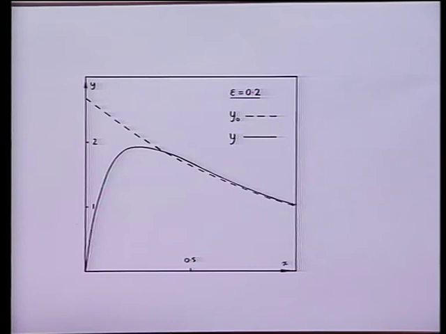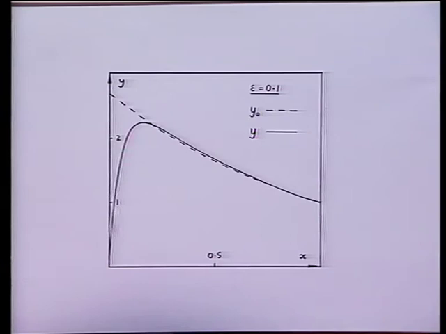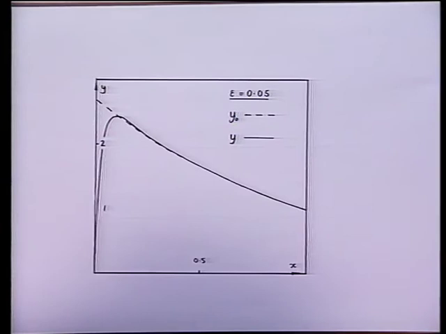Let's try epsilon equals 0.1, make epsilon smaller, see if we can get a better approximation. Well, this is a bit better. Agreement is very good in this region, but there is now a smaller region than before where the solution is not good. Now begin to panic, so let's take epsilon to be smaller still, 0.05, and see if we can make a better job of it. Well, once again you see there is an improvement, but there's still a region near the origin where the approximation is bad.